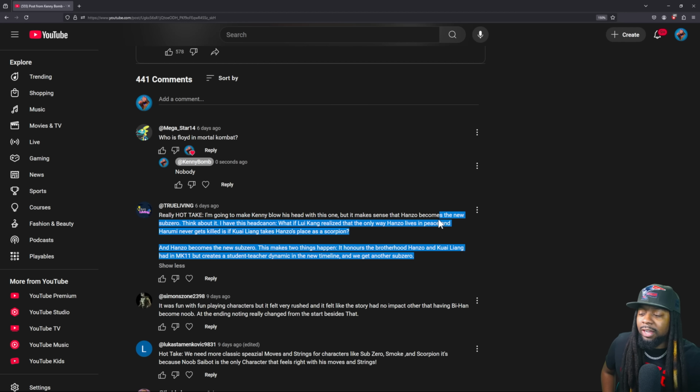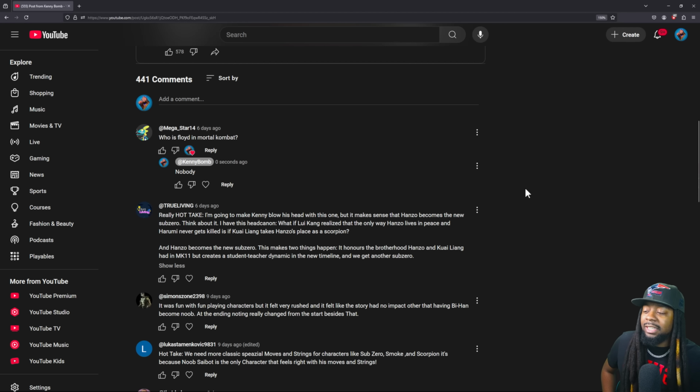What if Liu Kang realized that the only way Hanzo lives in peace and Harumi never gets killed is if Kuai Liang takes Hanzo's place as Scorpion? You know what? That makes sense, because by making Scorpion and Sub-Zero brothers, Scorpion's not going to want to really kill Sub-Zero, which I don't know, because in Chaos Reigns, Kuai Liang had some pretty deep hate for Bi-Han. He didn't even want to go save him, so I think that Scorpion might just be pure evil. I don't know. And Hanzo becomes the new Sub-Zero.